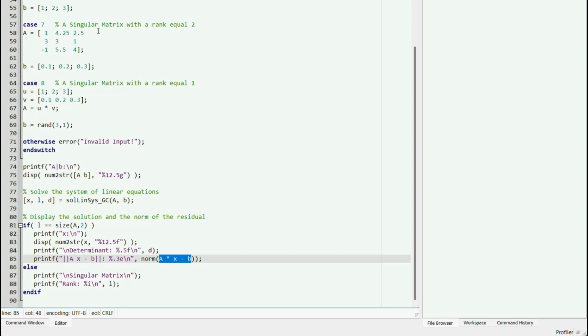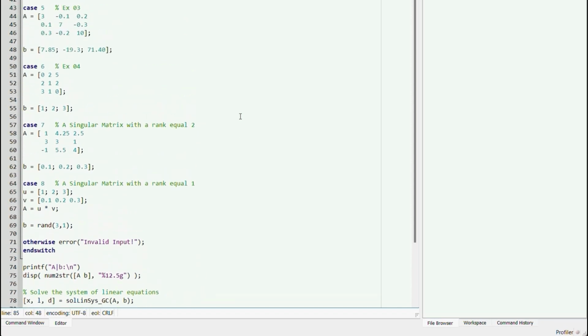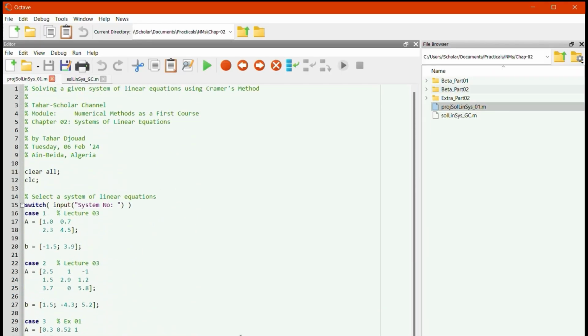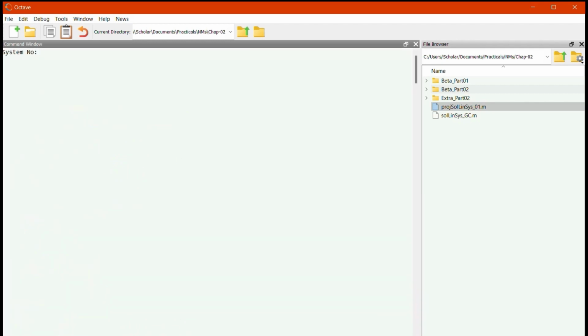We prepare data, as usual, then we call our algorithm, and we display the results, like we have done several times in practicals. So let's check it. Let's run it. Let's check the first system, number 1, and type enter.